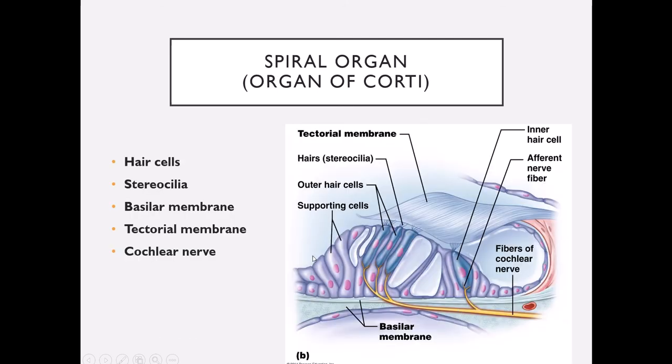If we look within the cochlea, that little spiral snail-shaped structure, we find what is called the spiral organ, or the organ of Corti. And this is the organ for our sense of hearing. It consists of receptor cells, these hair cells, which have tiny stereocilia on top of them. They lay atop the basilar membrane, and overlaying the hair cells is the tectorial membrane. And of course, you can see here the cochlear branch of the vestibulocochlear nerve, so that we can send those signals to our auditory cortex.